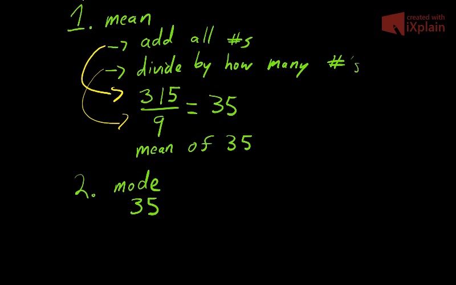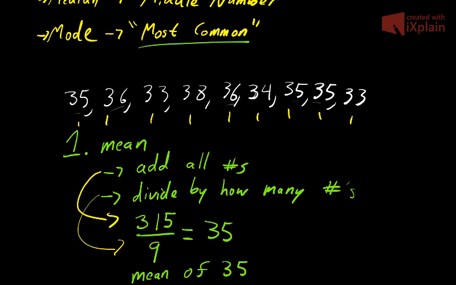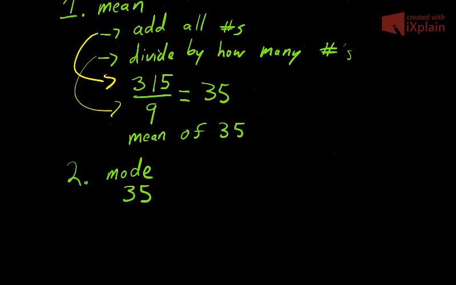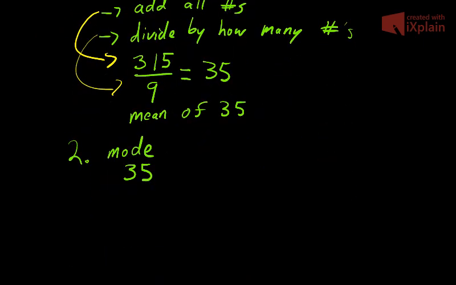If you have a couple numbers, like if we had an extra 36, we had 3 36s and 3 35s, they would both be modes. You're allowed to have multiple of these, so you can have more than one. But in this case, we only have one, and that is 35.